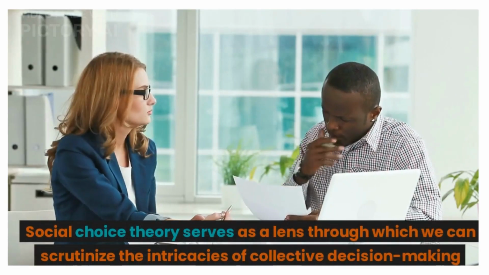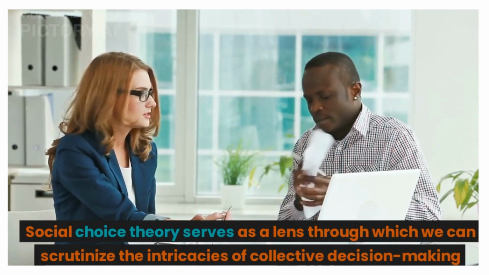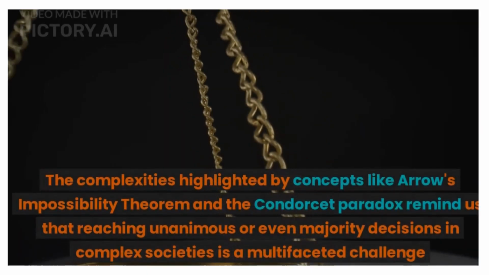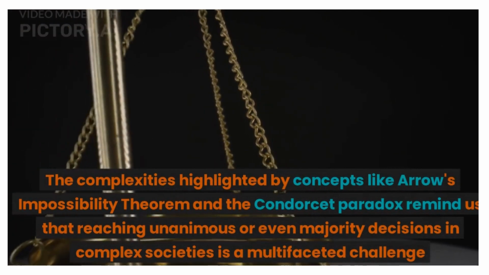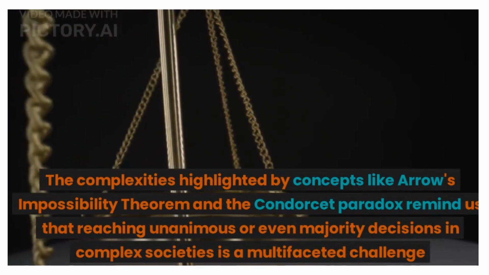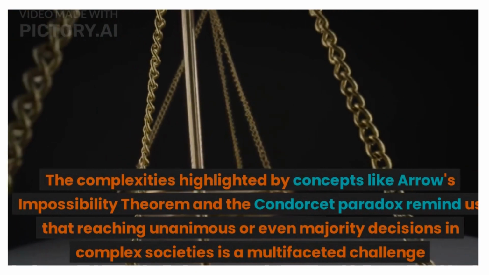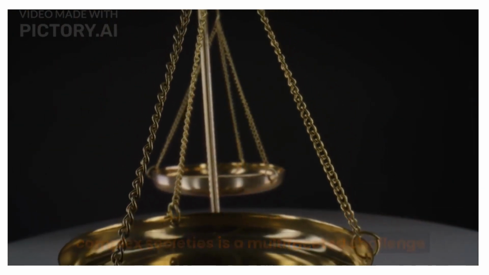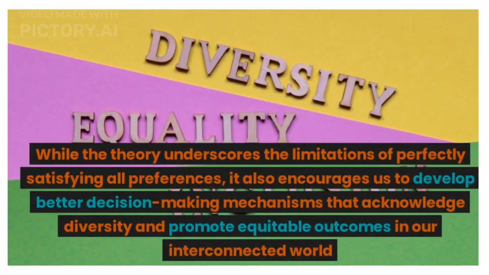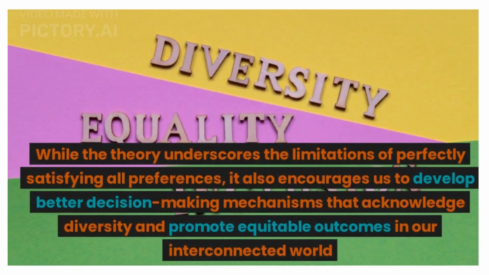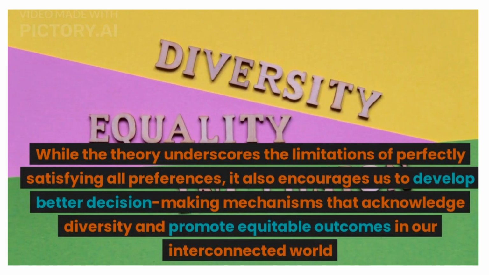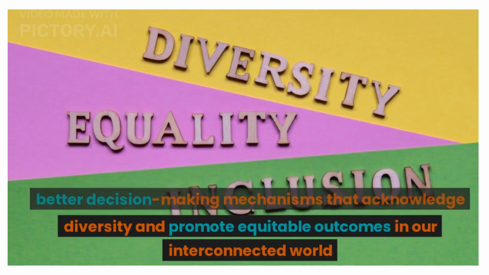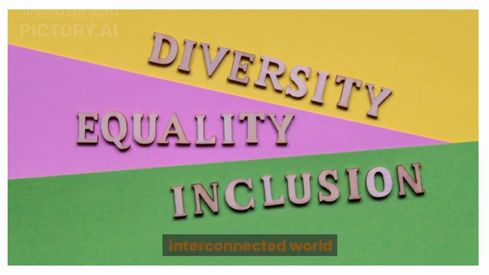Social choice theory serves as a lens through which we can scrutinize the intricacies of collective decision-making. The complexities highlighted by concepts like Arrow's impossibility theorem and the Condorcet paradox remind us that reaching unanimous or even majority decisions in complex societies is a multifaceted challenge. While the theory underscores the limitations of perfectly satisfying all preferences, it also encourages us to develop better decision-making mechanisms that acknowledge diversity and promote equitable outcomes in our interconnected world.